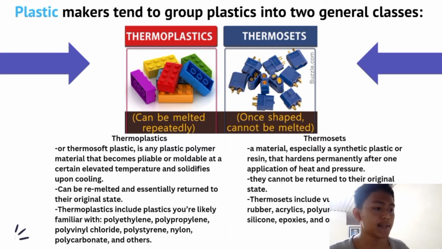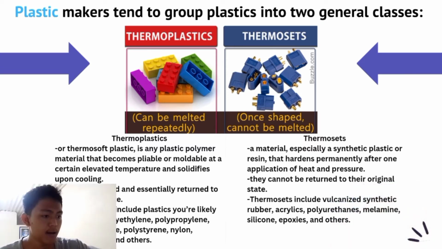So, thermoplastics include plastics you're likely familiar with. So, ito po yung polyethylene, polypropylene, polyvinyl chloride, polystyrene, nylon, polycarbonate, and others. So, next po, the thermosets. Material especially synthetic plastic or resin that hardens permanently after one application of heat and pressure. Thermosets they cannot be returned to their original state.